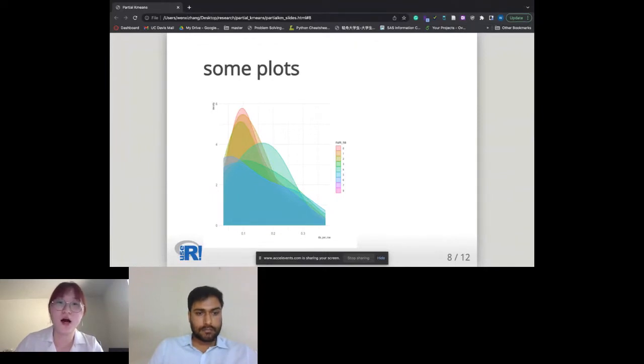So in our partial k-means algorithm, we also have some plot features. This plot feature helps us to visualize the influence of the number of missing values per row. And we do it by drawing the density plots of the squared distance per row between the centroids and each row. So all the distances are categorized by the number of missing values in each row.